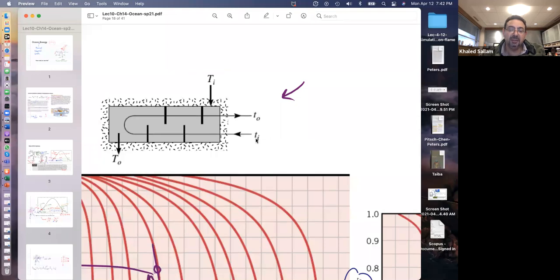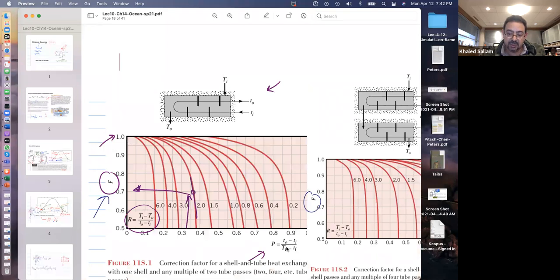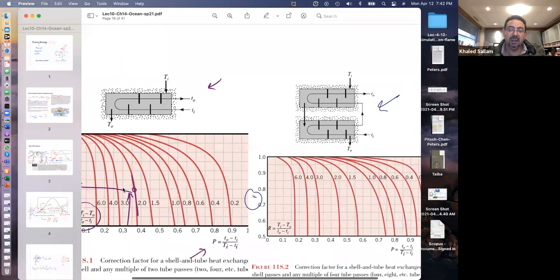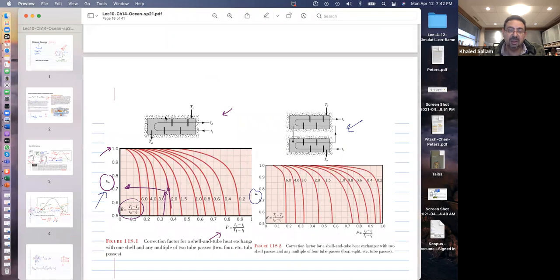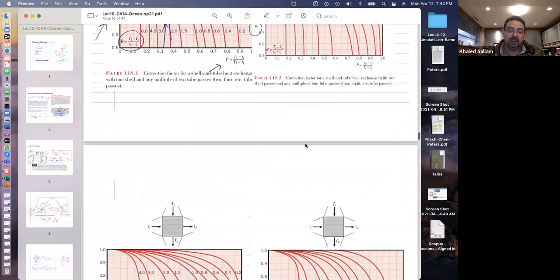The pipe side, this is T in, T out. The shell side, capital T in, capital T out. So you follow the recipe, you find out what is your P, you find out what's your R, and you go and read, and you get the F. But you make sure you're using the right chart. If it's one shell and multiple tube passes or two shells. Sometimes they put them in two shells. So you just use the right recipe and you'll be able to get it.